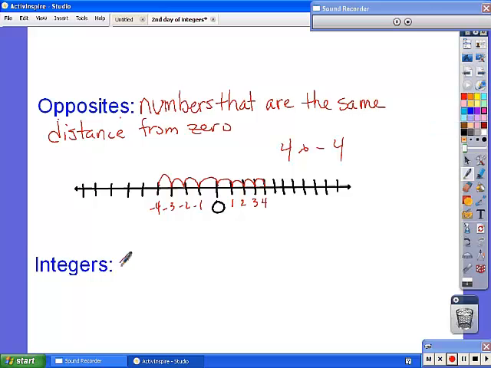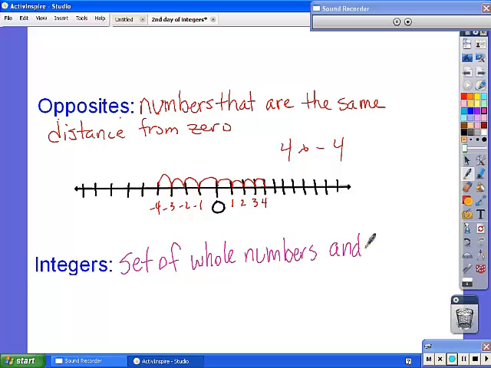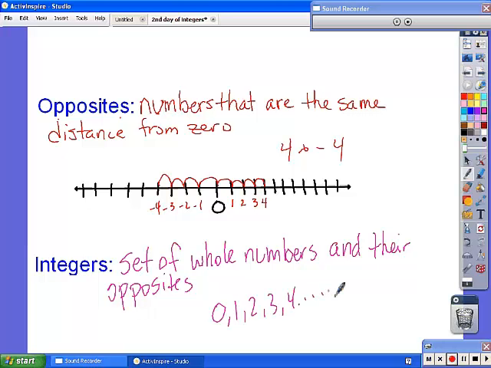Integers are a set of whole numbers and their opposites. All right, so whole numbers start at 0, 1, 2, 3, 4, and so on. And then we have that word opposite in there, so 0 doesn't have an opposite. So the opposite of 1 would be -1, 2, -2, 3, -3, and so on. So those are integers.